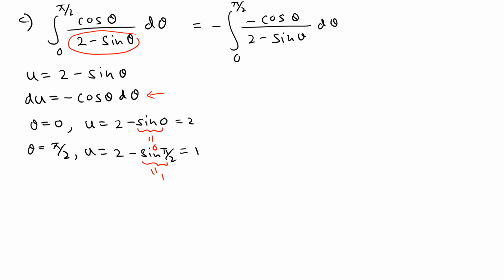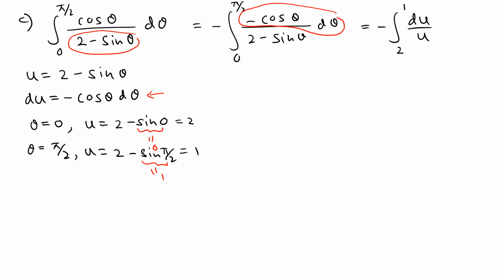Now we're going to substitute. So this equals negative, and the new limit becomes 2 for theta equals 0, and for pi over 2, the new limit becomes 1. So those are the new numbers. And then negative cosine theta d theta is simply equal to du, and 2 minus sine theta is u. So that's what you get.